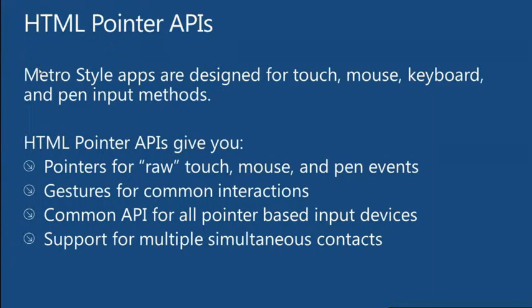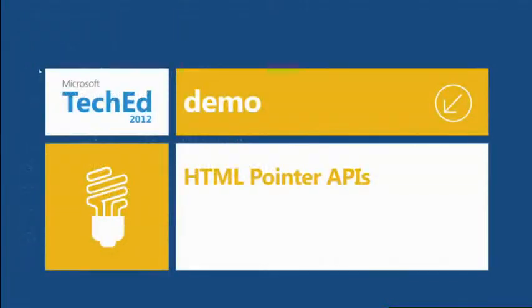These APIs are very rich, and they support multiple simultaneous contacts, as I'll show you. So you can have multiple fingers at once. You can have a finger and a mouse at the same time. You can do every combination of things you can imagine. And these give you all the raw events and the gestures for them. And so let's go take a look at that.